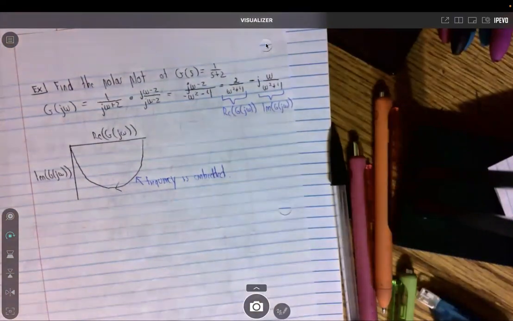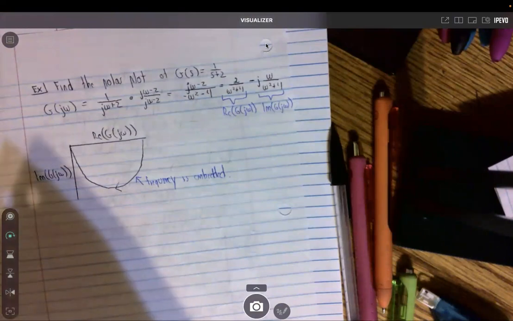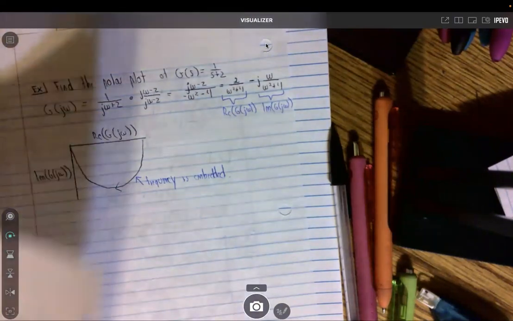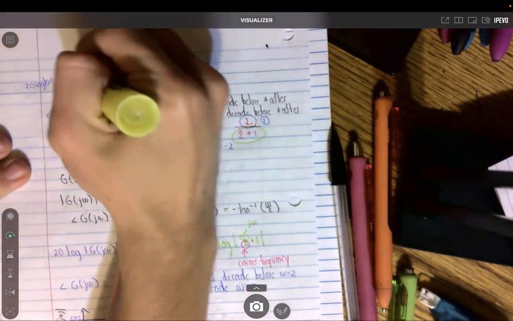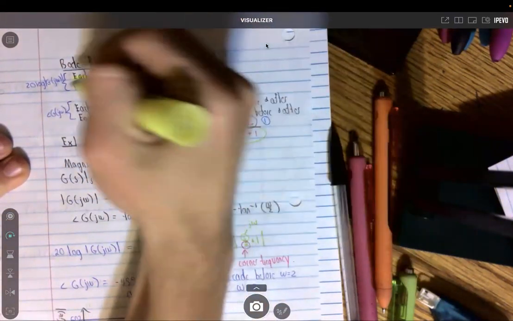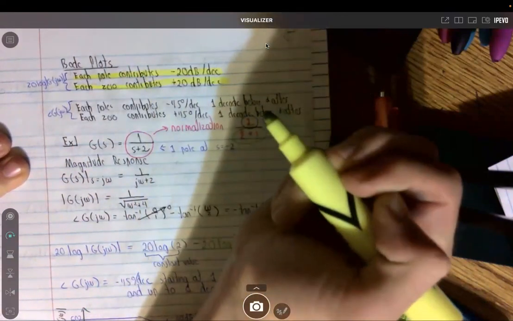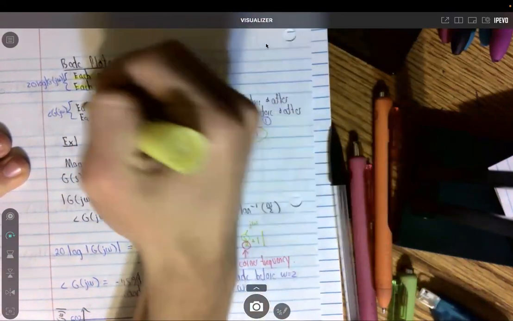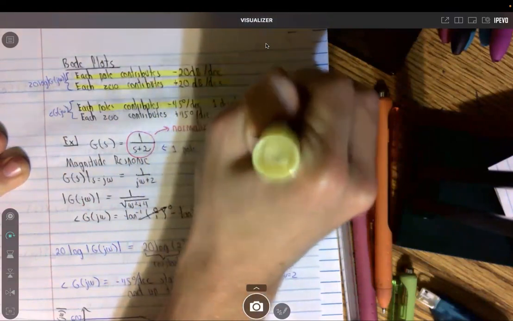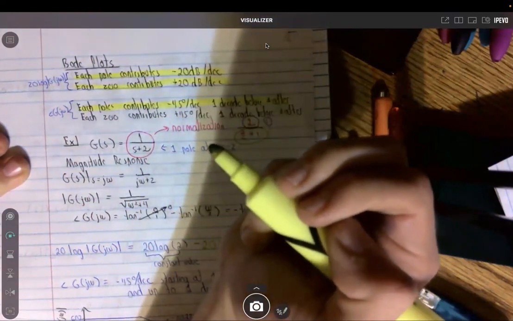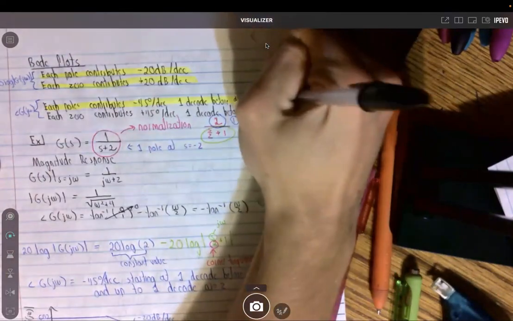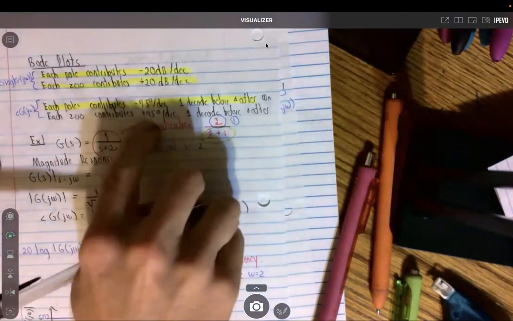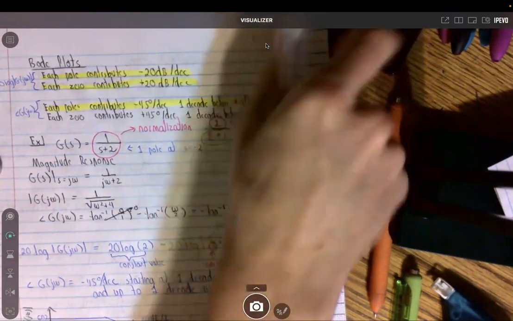But the big thing, what we notice with the polar plots and the Bode plots, is for the Bode plots, what you really need to know is each pole contributes negative 20 decibels per decade. Each zero contributes positive 20 dB per decade. Each pole contributes negative 45 degrees 1 decade before and after that omega n value. And then each zero contributes positive 45 degrees per decade 1 decade before and after omega n.